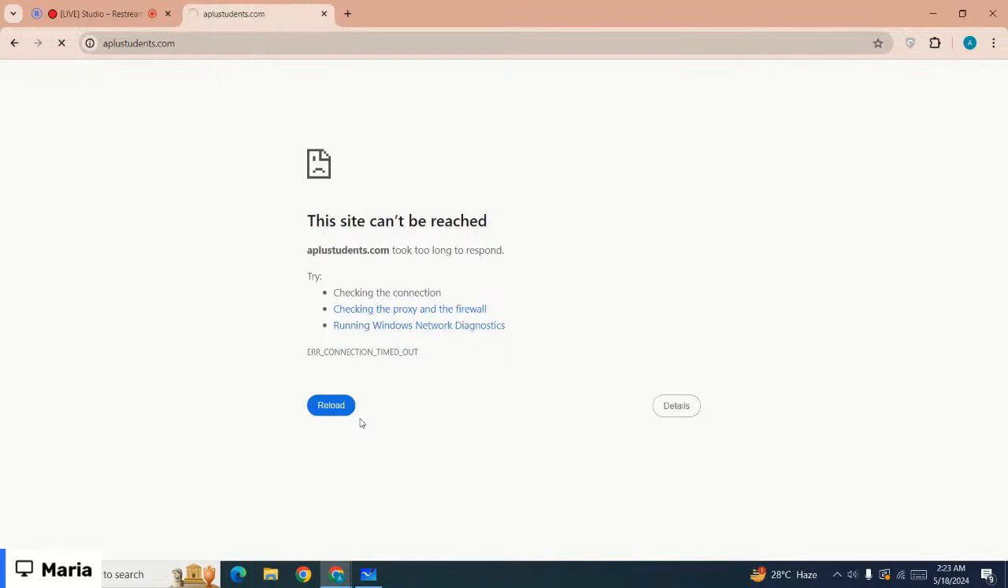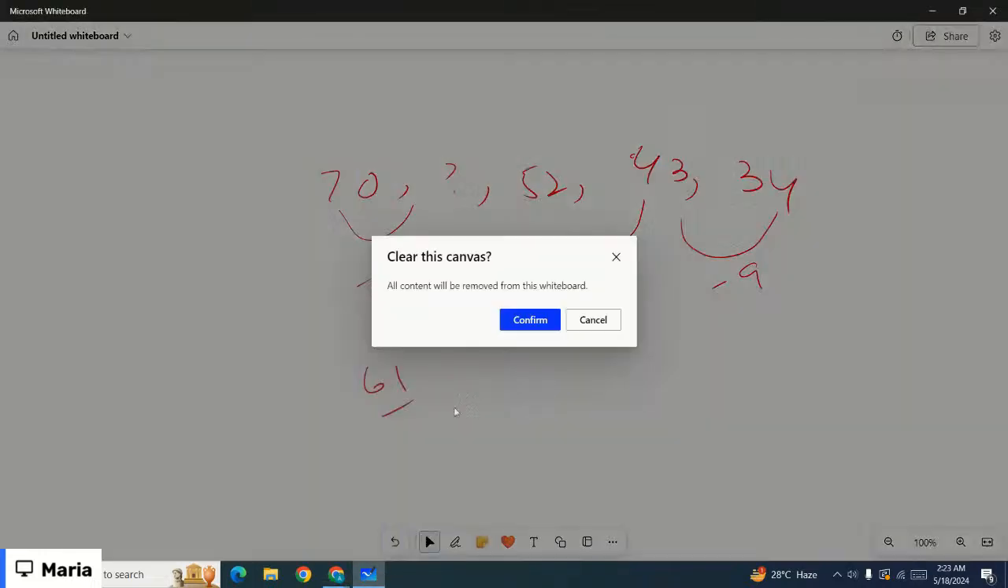Okay, let's just do another example. The next one is 1, 4, 16, 64, 256, and the missing number you have to find. How do you find it?